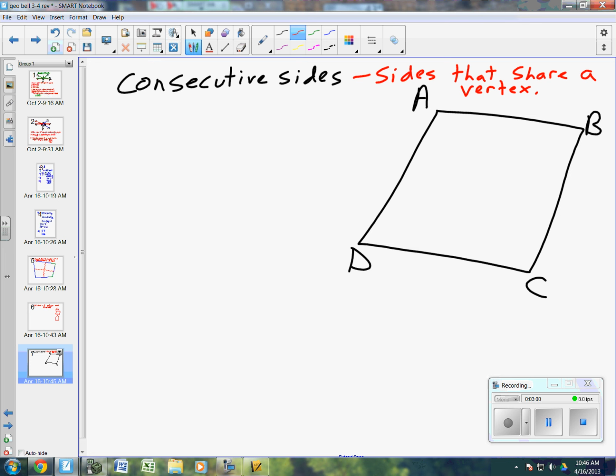So, for example, who can give me two sides that share a vertex up here in this example? Well, A and B are 2 points. AB is a side. What's a side that's consecutive to AB? Did someone say BC? AB is this side right here, right? BC is this side. What do they share? Vertex B.